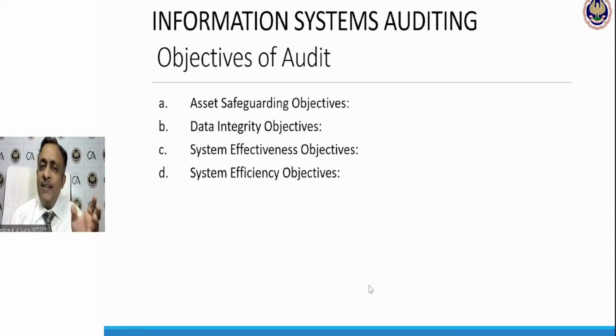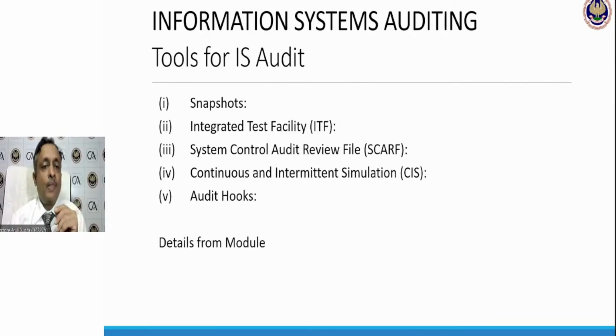Then objectives of audit: asset safeguarding, data integrity, system efficiency, and system effectiveness. To ensure all these objectives are achieved, there is no loss of asset, the data is kept integral, and the system is working effectively and efficiently.